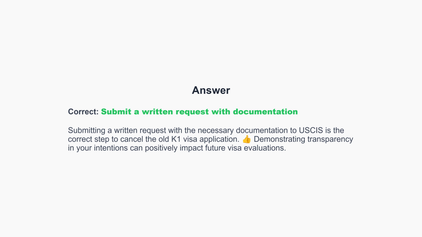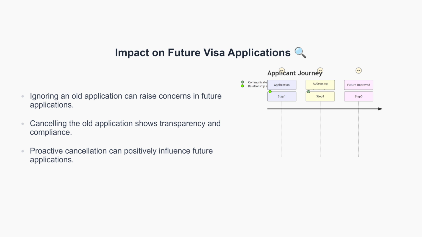The correct answer is to submit a written request with documentation. This approach ensures that USCIS is formally informed of the change in circumstances, which can help avoid issues in any future visa applications. Failing to address an old K-1 visa application could raise concerns during future visa applications, as immigration officers may question why it was abandoned.